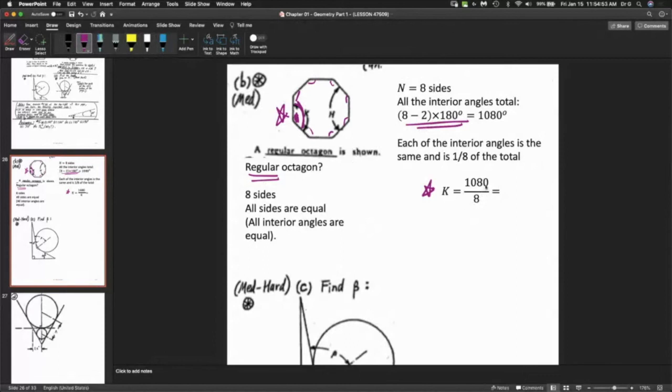If you take 1080 and divide by 8, can someone do that on a calculator, please? I got 135. Can someone confirm 135? I'm doing it in my head. Thank you very much.